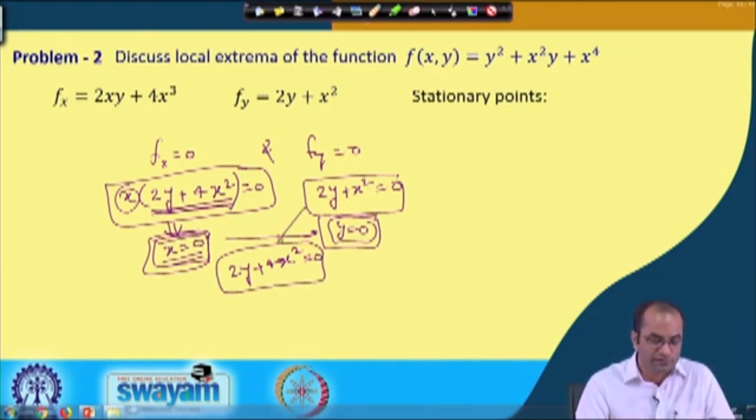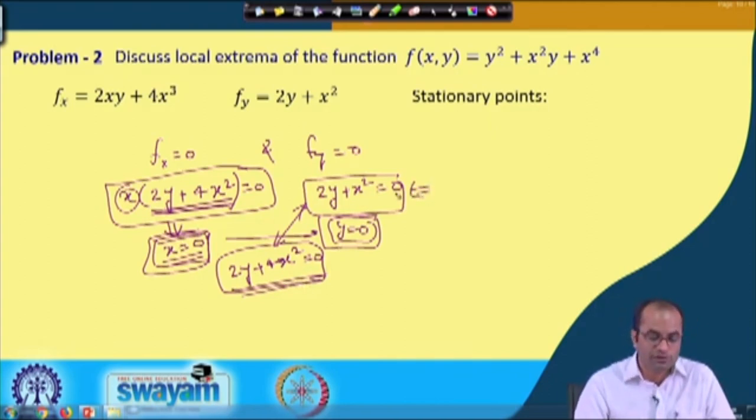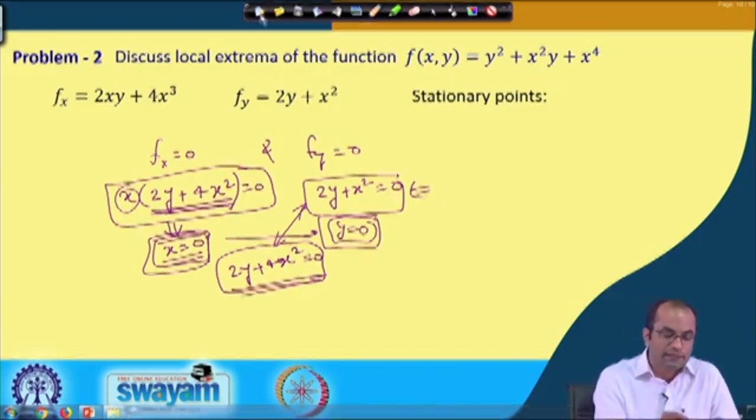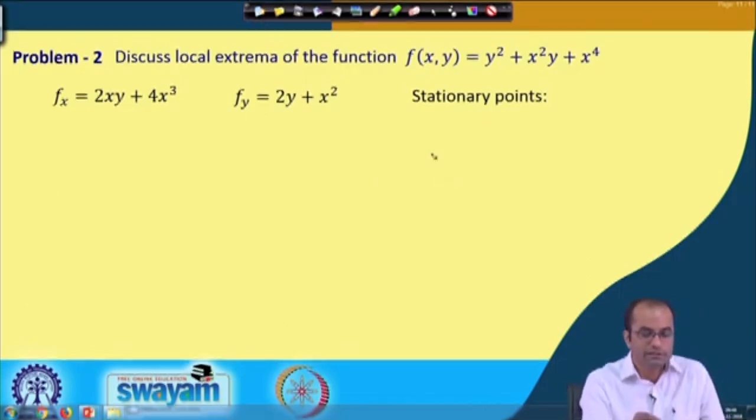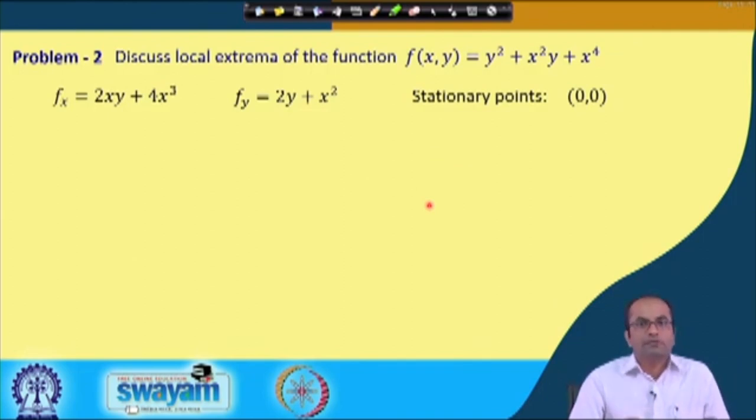So, again out of these two equations, 2 y plus 4 x square is equal to 0 and 2 y plus x square is equal to 0, the only point which satisfies these two equations is 0 0 again. So, we are not getting any other point than 0 0. So, a stationary point in this case is 0 0. At this 0 0 point, we have to now discuss for the identification whether this is a point of local maximum or it is a point of local minimum.